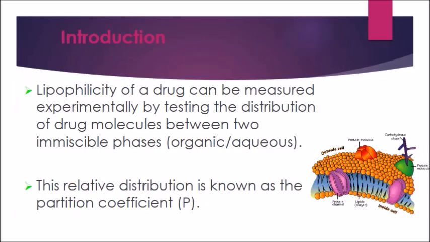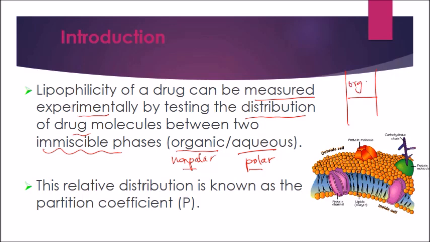So lipophilicity of a drug can be measured experimentally by distribution of the drugs between two immiscible phases. One's organic, non-polar, and one polar phase. Since they are of different polarity, they are not miscible. You have an organic phase here, and you have an aqueous in another phase. So you want to measure the distribution of your drug molecule, okay, between the two phases, and this relative distribution is known as partition coefficient. And how is it related to lipophilicity? The more the drug distributes into the organic phase, the more lipophilic the drug is.